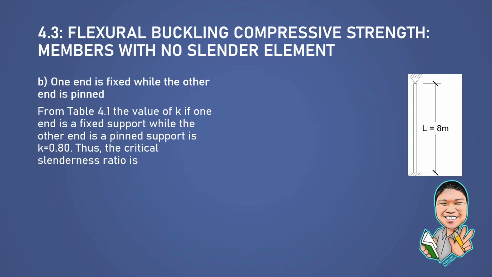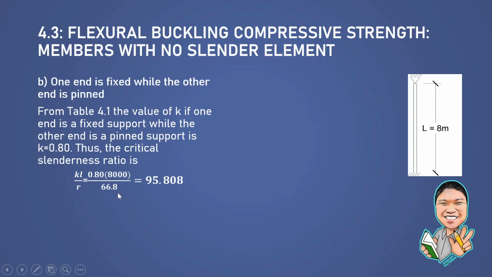So, kung babalikan nyo yung same table natin, which is table 4.1, I believe, hindi ko na siya kailangan ibalik dito sa video na to kasi mahahanap nyo na yun provided na nahawakan nyo yung module nyo. So, from table 4.1, the value of K, if one end is fixed support while the other end is pinned support is 0.8. Remember na recommended values ang hinahanap natin.